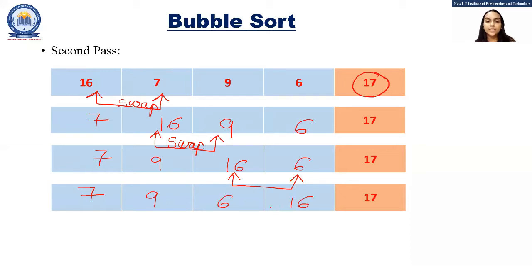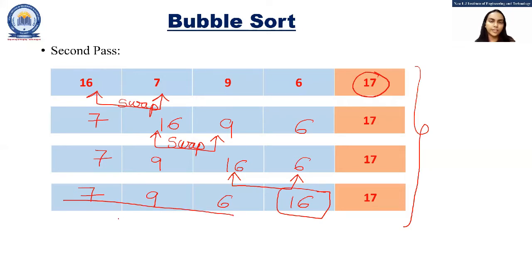Right? So if you have seen, again we have completed the entire array, and now the second highest element is at its correct position, that is the second last position. So after the second pass, the last two elements, that is the greatest two elements, are at their correct positions. We are still remaining with the three arrangements.